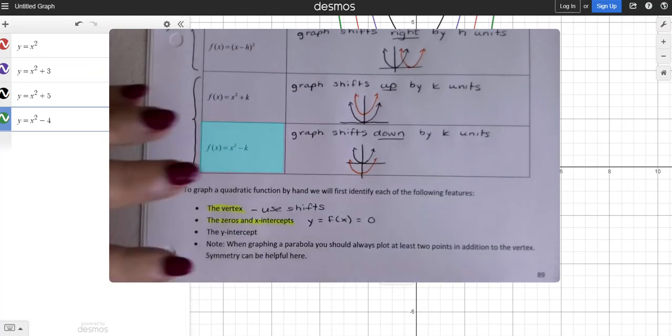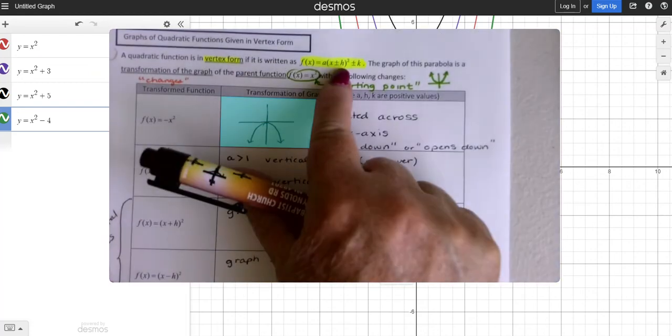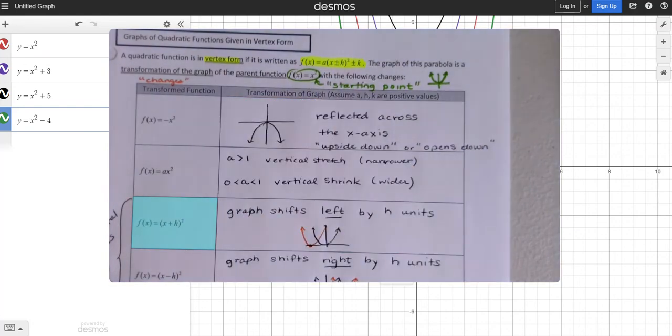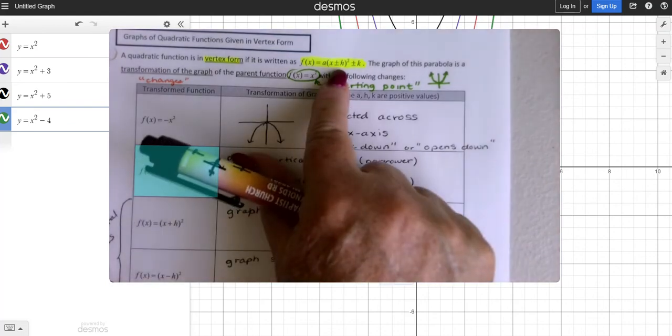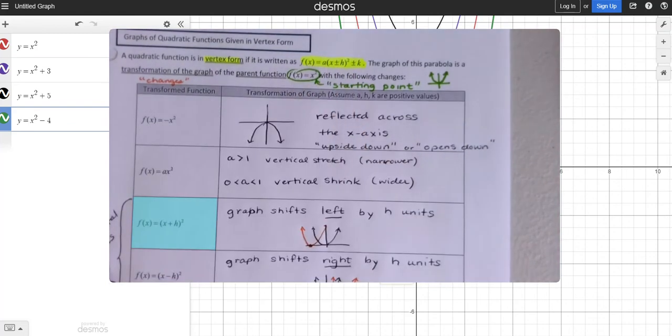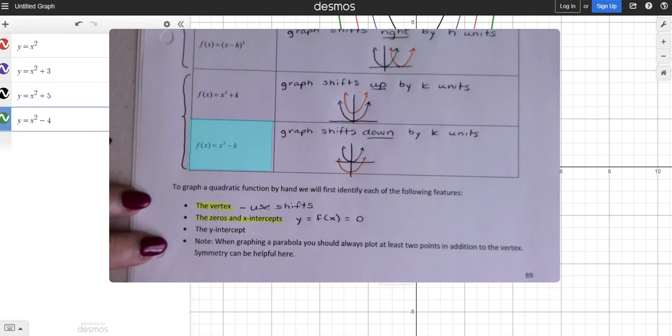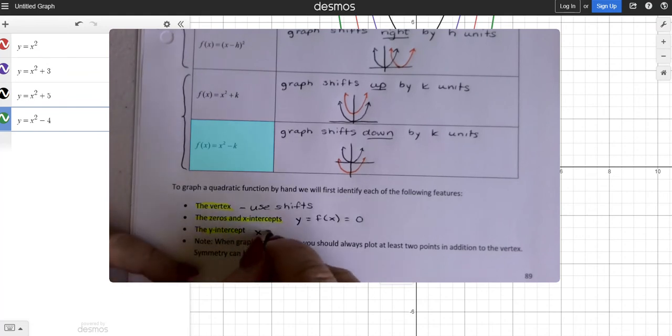By the way, when you think about setting an equation of this form equal to 0, can you see that probably the square root method is going to work out really well? We already got something squared, right? So look for the square root method when we're finding the zeros and x-intercepts. Next thing is the y-intercept. To get that, we'll just set x equals 0.